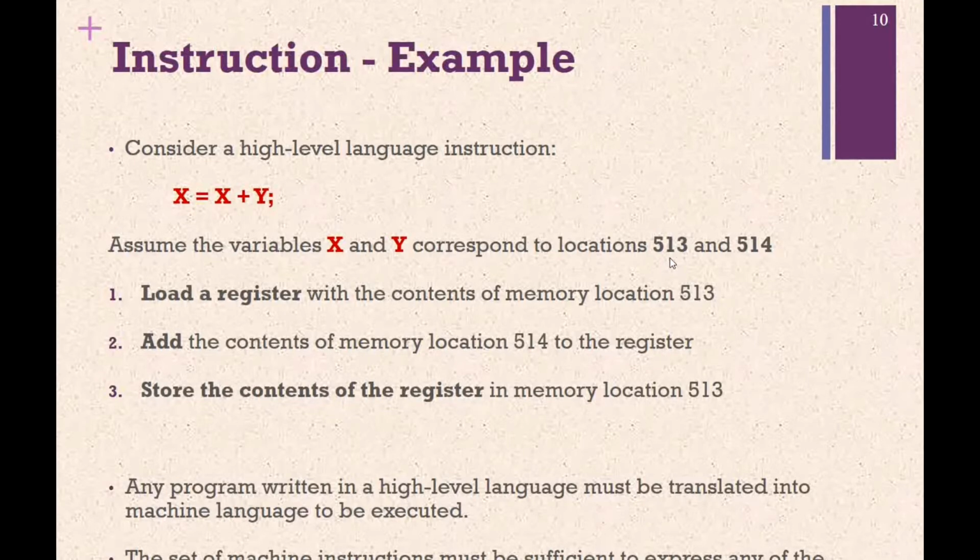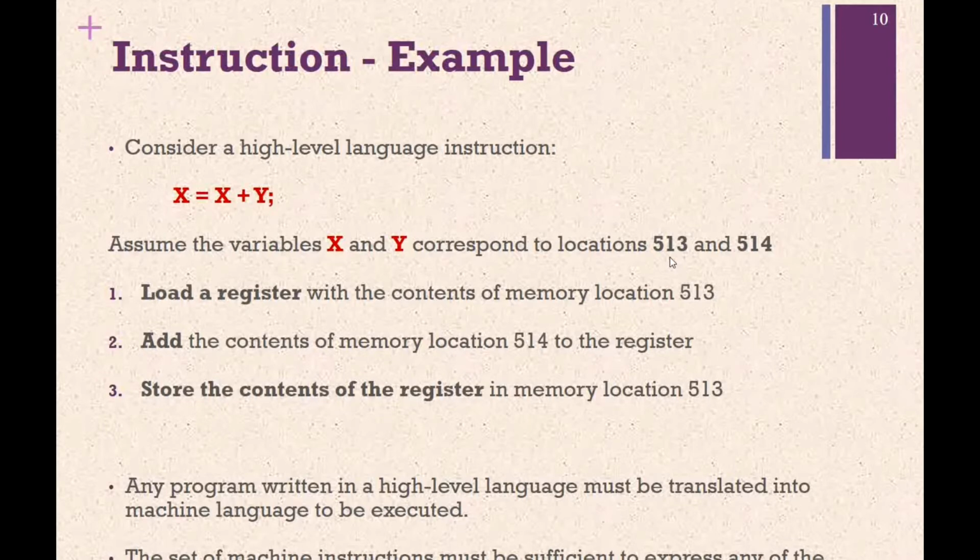So when we add x plus y, we go to locations 513 and 514, and at those locations there is some data, then we add it. In the third step you see that we store the content of the register in memory location 513.